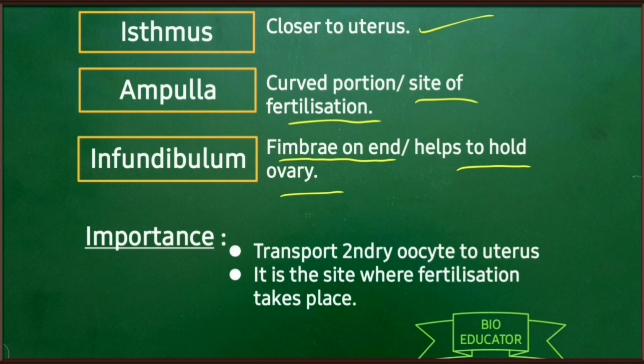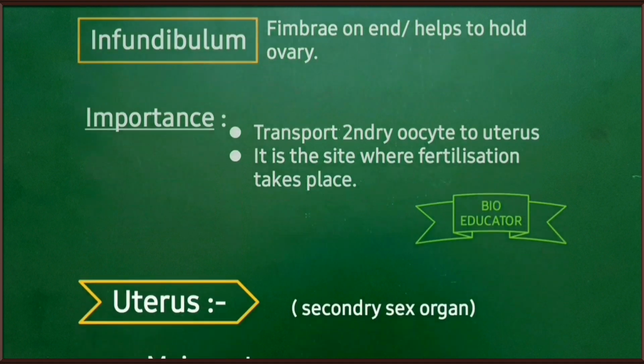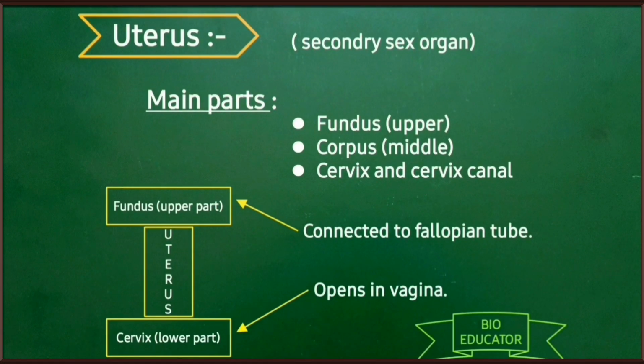The importance of the fallopian tube is it transports secondary oocyte to the uterus. It is the site where fertilization takes place. Uterus. It is the secondary sex organ because here the implantation and fetus development take place.